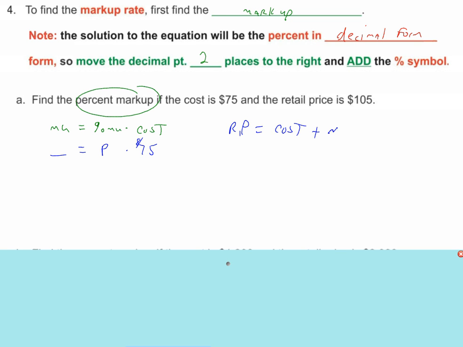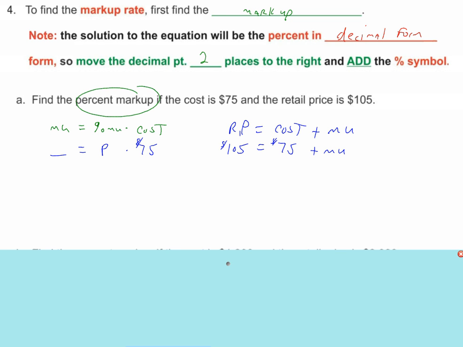Cost plus the markup, correct. Retail price is always the cost plus the markup. So you'll notice they gave us the retail price, $105. They gave us the cost, $75. So you can see this is a little simplistic equation, right?